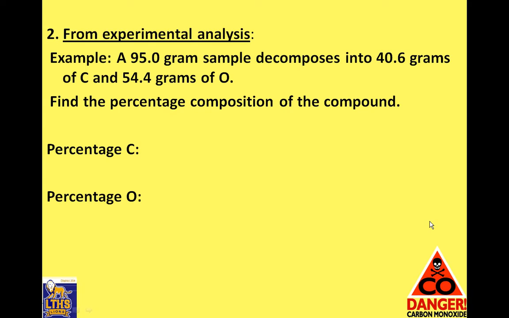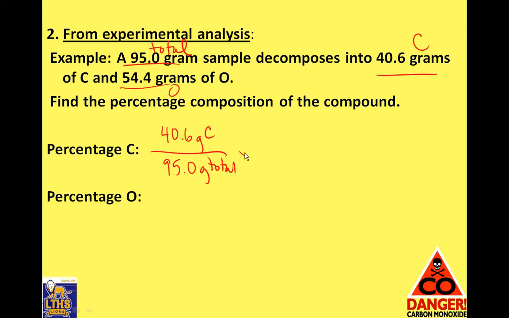Okay, what if you get experimental data? You can still do percent, and this way is even easier maybe if you figure part over total again. So here's our total. All right, here's our carbon part, and here's our oxygen part. So we don't need a periodic table now. We can just say, okay, the percent of carbon, the part is the 40 grams of carbon over the total, 95.0 grams total. And then we multiply by 100.